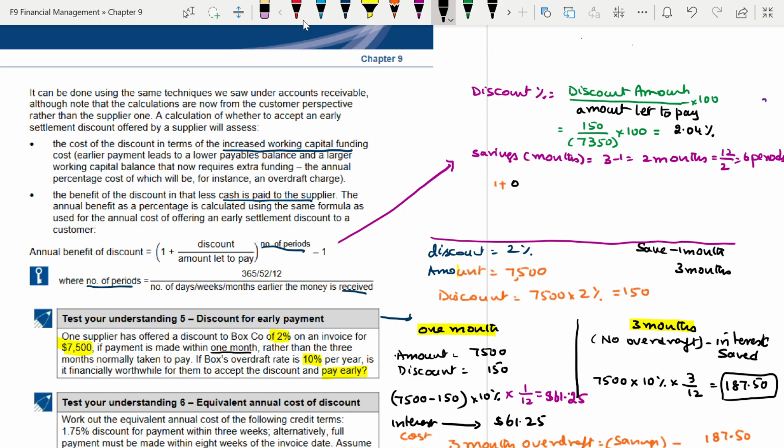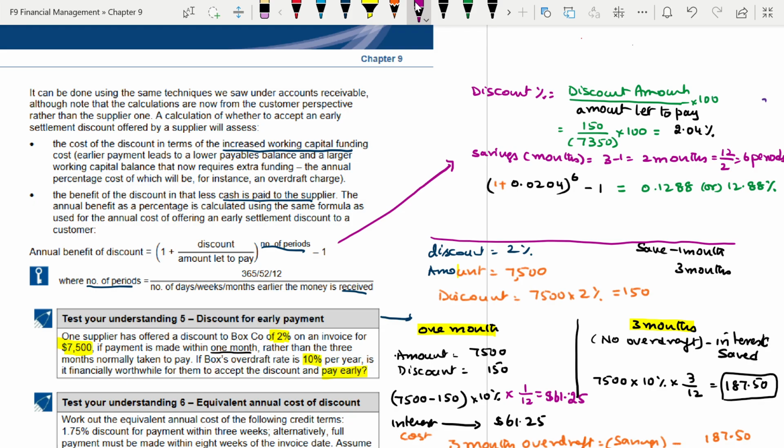1 plus 0.0204, raised to the number of periods, which is 6, minus 1. How much will you get? 0.1288, or 12.88%.